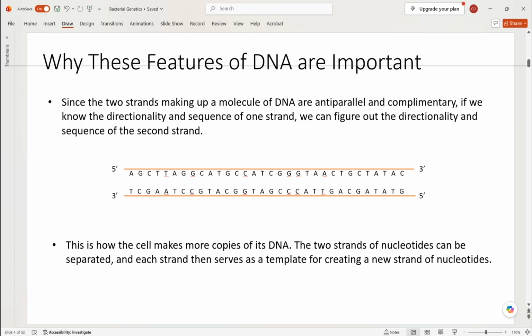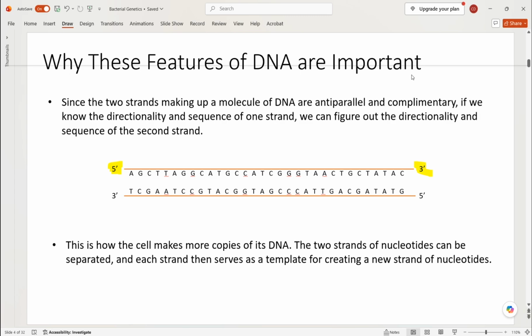If we know that this top strand runs 5' to 3', you would know, even if I wasn't showing you, that the bottom strand must run the opposite direction because the strands are anti-parallel. So we would know that the bottom strand runs 3' to 5'. Okay, so that's important. That's half of our battle when we're trying to figure out what another strand of nucleotides might be.